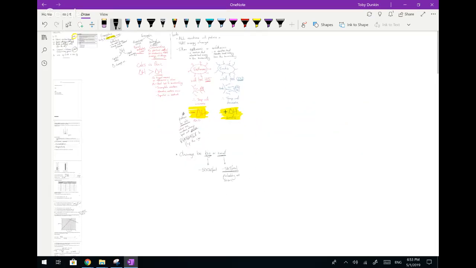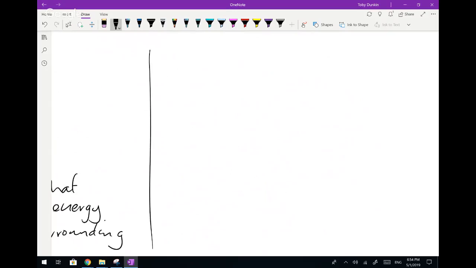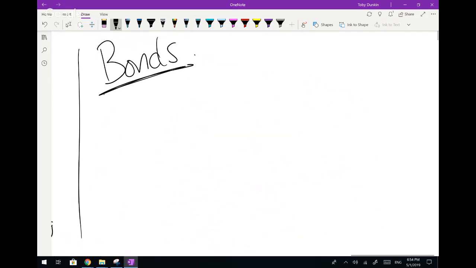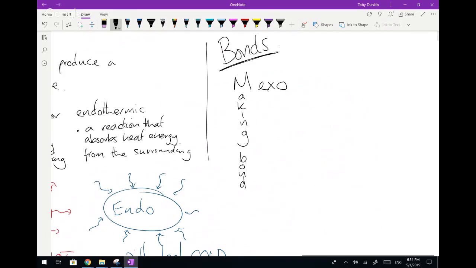Okay, so at this point, I think it's good for me to go into some bond enthalpy calculations and to talk about bonds. So my next part is bonds. At this point, I pick up mexo-bendo. So mexo, and notice that I'm capitalizing and almost leaving a gap on purpose. So making bonds is exothermic. And that's really important.